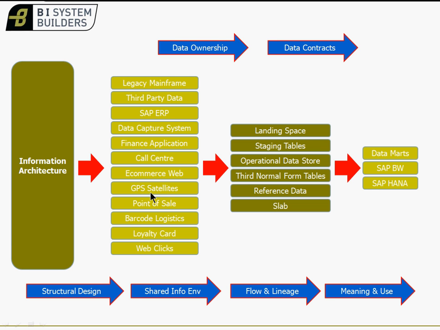GPS satellites, so that's your location coordinate information. Point of sale, POS, can be very, very useful. And almost all products now seem to have a barcode on them. Seen frequently in supermarkets. You take a product there, scan the barcode. It's very useful for things like basket analysis.